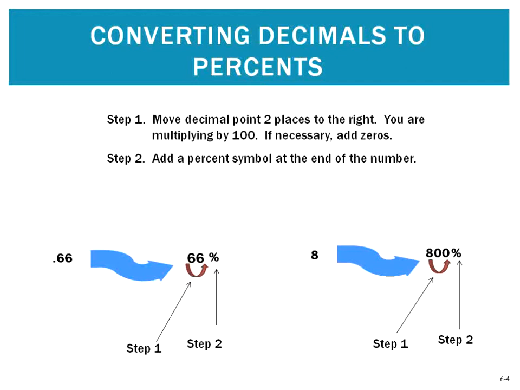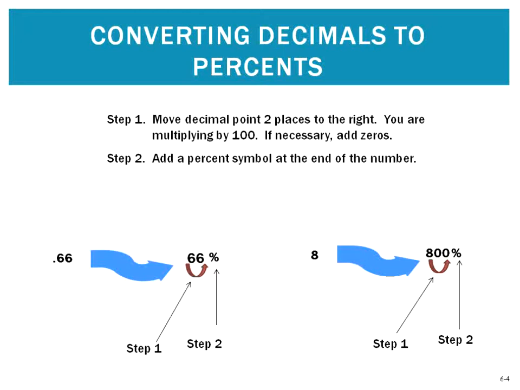So how do you convert decimals to percents? You already know how to convert fractions to decimals and decimals to fractions, right? So when you want to convert decimals to percents, all you have to do is move 2 places to the right because you're multiplying by 100. Just like in converting to decimals, if you need to, add zeros. So 0.66, move that decimal through to after the second 6, and then add the percent symbol at the end. So 0.66 becomes 66%.